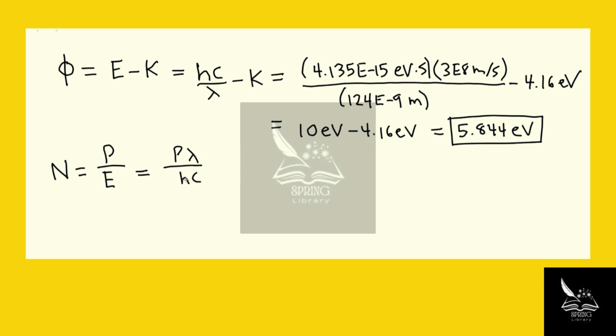Notice that hc is constant. Power we can change, and wavelength we can change, which are both up top in the fraction. So if we simply plug in the numbers we were given, we can plug in 2.5 watts, which is joules per second. We've got to be careful there. Lambda is 124 e to the negative 9 meters.